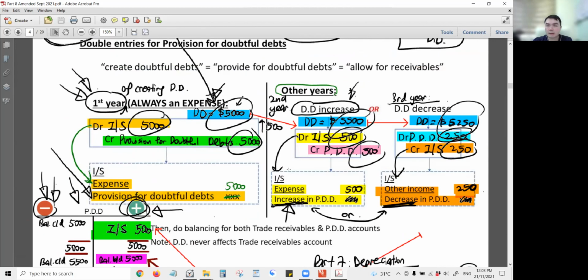Okay, so this is what you learn. 250 will become the other income. Okay, other income in the income statement, 250.